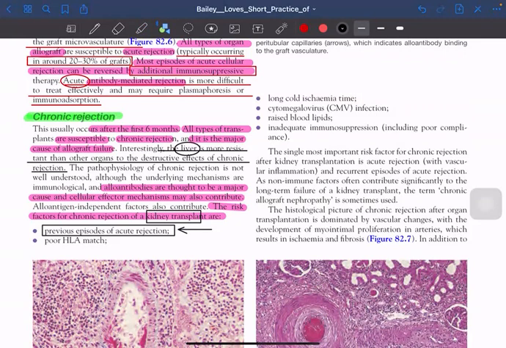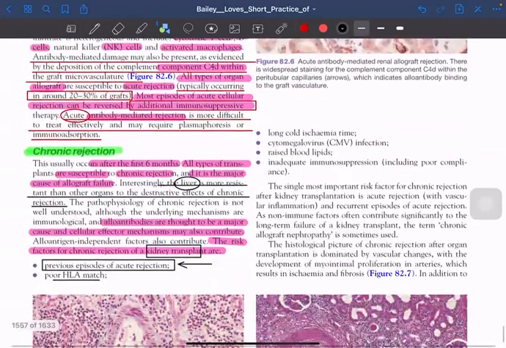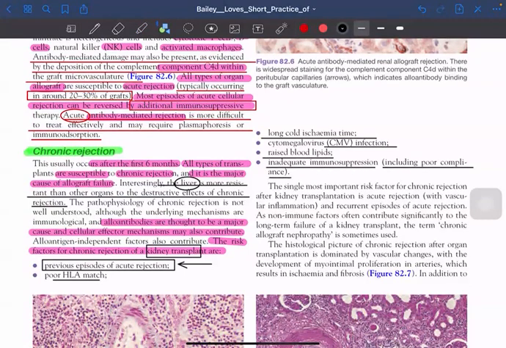Second point, which is the risk factor of chronic rejection of kidney transplant, is poor HLA match, long cold ischemia time, cytomegalovirus infection, raised blood lipids, inadequate immunosuppression, including poor compliance. The single most important risk factor for chronic rejection after kidney transplant is acute rejection, with vascular inflammation and with recurrent episodes of acute rejection.